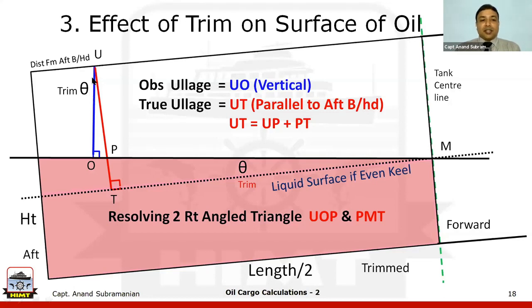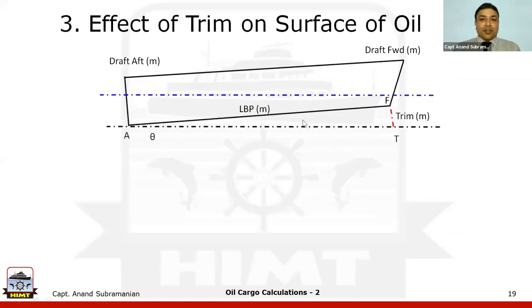That means in a right angle triangle, we know the angle, and we also know one side. That means we can resolve all of the other missing sides. Clear? That is how we find the values for UP and PT, the theta being common for both the triangles. Now let us see how we resolve it. First of all, the trim we know is in meters, whereas what we want is in theta.